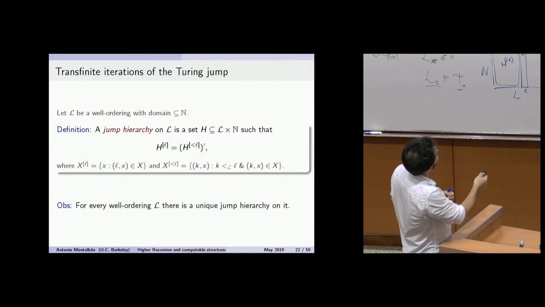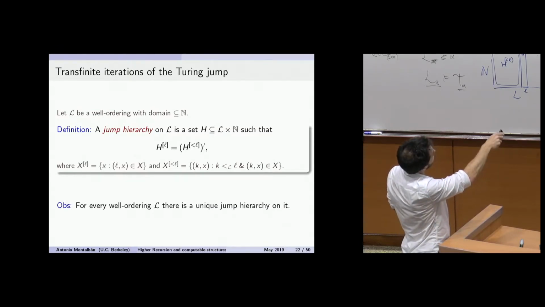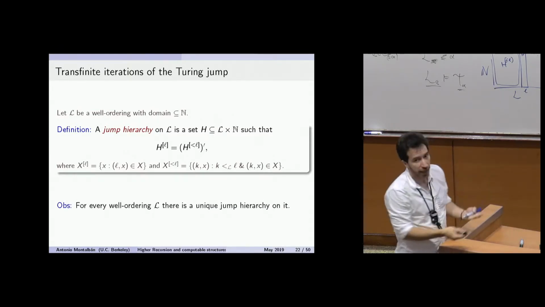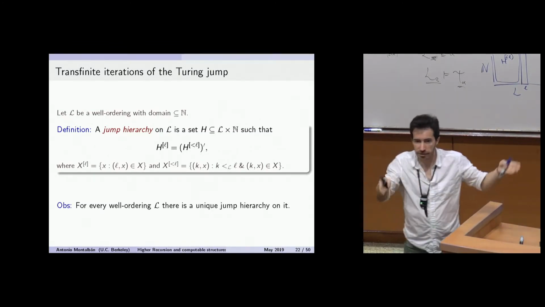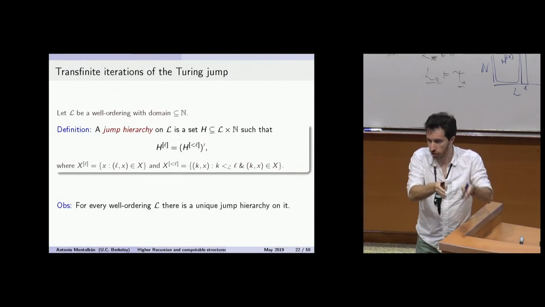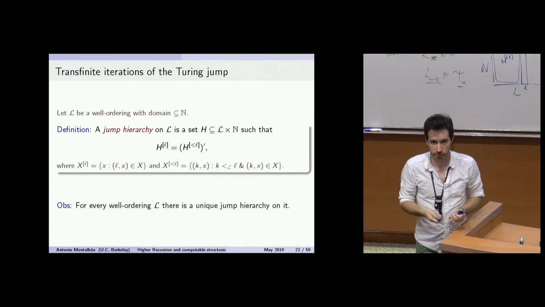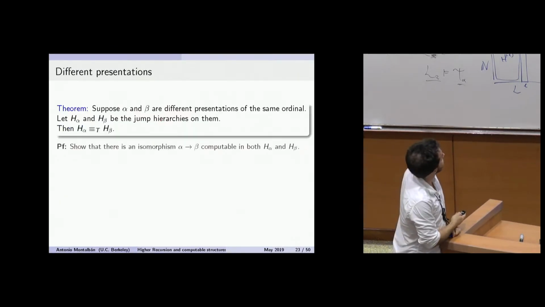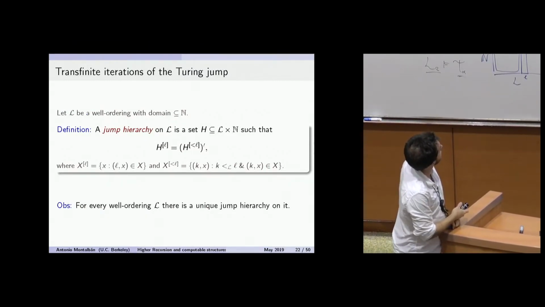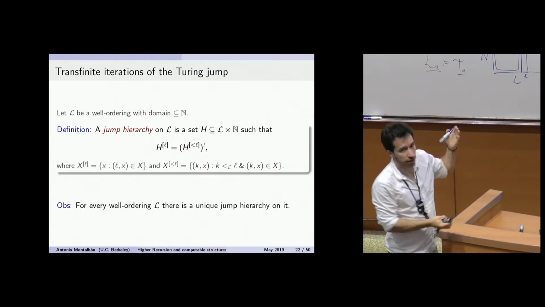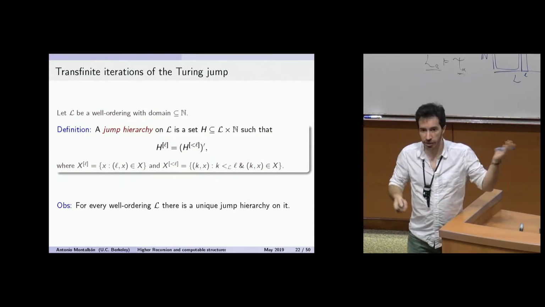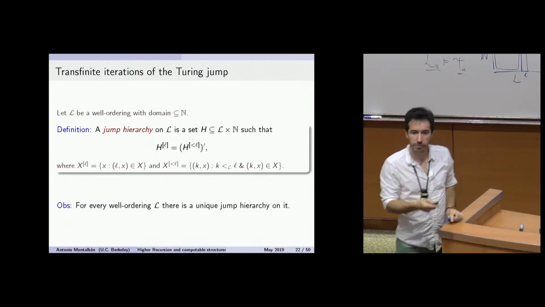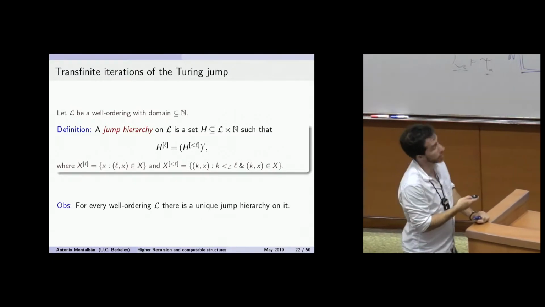So you get that for every well-ordering, there is a jump hierarchy on L, and it's unique. Well, because you just define it by recursion. There's only one way of defining each column as a jump of the previous ones. And you get the usual jump hierarchy. Now, if L has size alpha, this is the alpha iterate of the Turing jump. If L has size n, this is the nth iterate of the Turing jump.